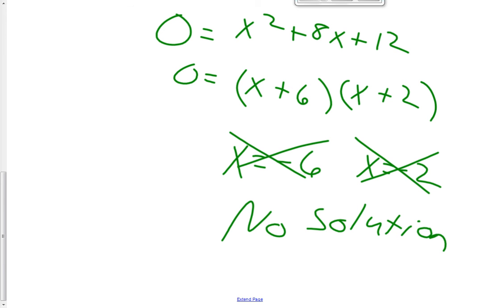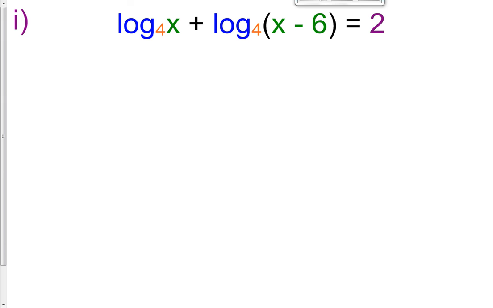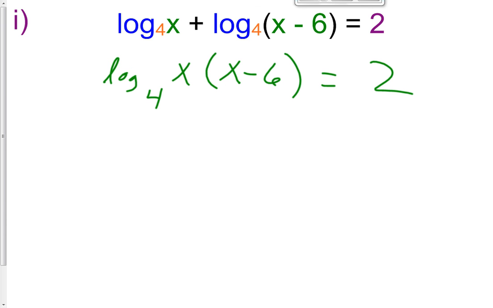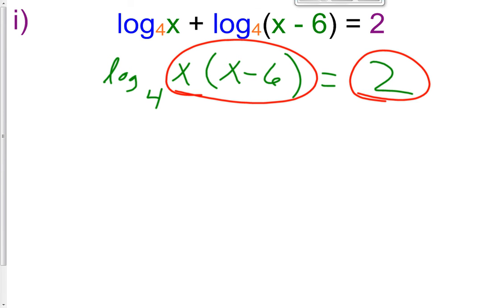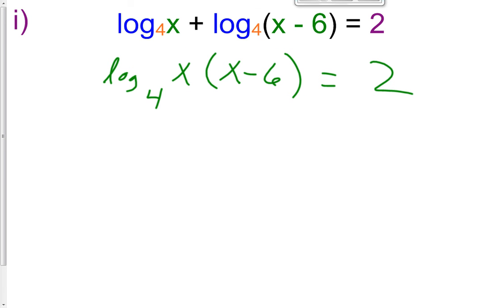Okay, last two, I and J, and they are a little bit tricky, so pay very close attention here. We're going to use the product rule, which means that I can take the log base 4 of x multiplied by x minus 6. That equals 2. Now, we cannot set this equal to this, because there is no log base 4 there. If there was, then yes, we could set these equal to each other. But there is no log base 4 written there. So we cannot set x times quantity x minus 6 equal to 2.